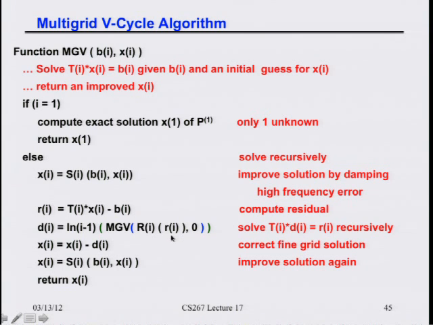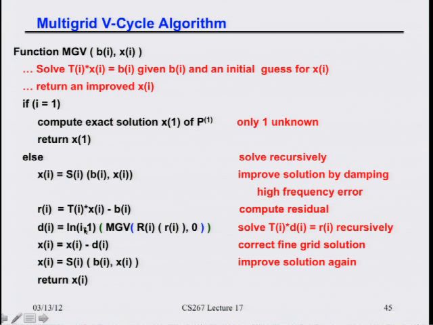I take my residual, I restrict it. So I take this problem, and I restrict it so now that it's on the coarser mesh. So now I'm going to solve a problem in the coarser mesh. That's what the big R does, restricts. And I'm going to call the multigrid algorithm again. What's my starting guess going to be? I don't really have a good guess, so I'll just guess 0. So that's my starting guess. And so I run it. I solve the problem in the coarse mesh.